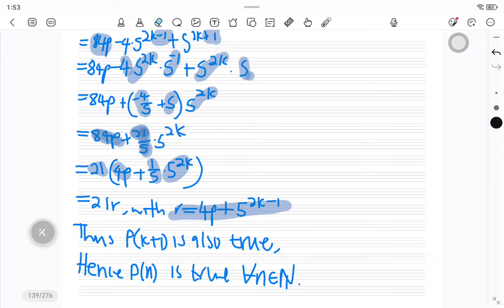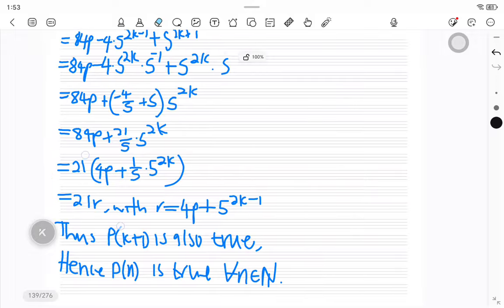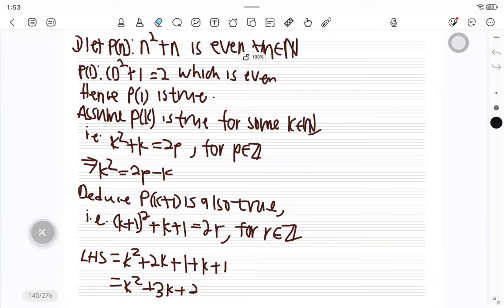Now this is also a similar case. They're saying that n squared plus n is even for all n elements of natural numbers. So we know that this is starting from 1. So we're going to pick 1, we get 2. Is 2 even? Yes. So we write, which is even. Then we say hence P(1) is true. Then we come and assume P(k) is true for some k element of natural numbers.